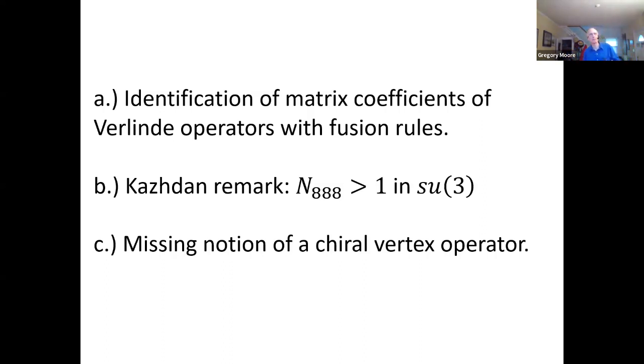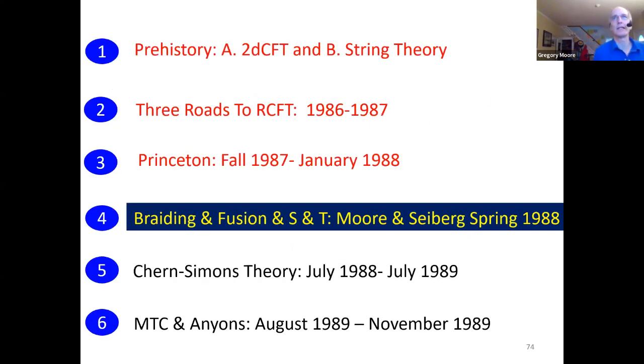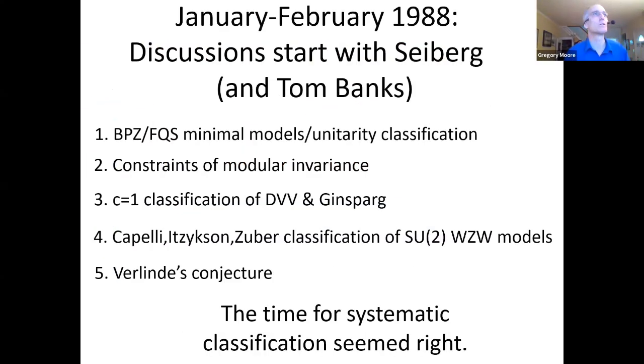But another thing that was missing from his paper is the notion of a chiral vertex operator. So that brings me to the next part of this talk, my work with Seiberg in the spring of 1988 on braiding fusion S and T matrices. Actually that collaboration started with Tom Banks, but then Tom went to California and started working on other things. So it was me and Seiberg. Now, at the time, we knew about the BPZ and the Friedan-Qiu-Shenker minimal models and unitary classification.